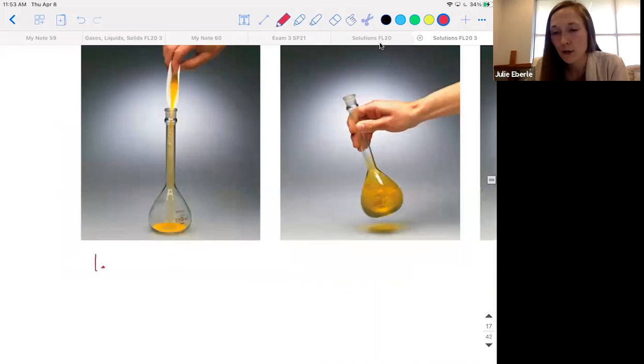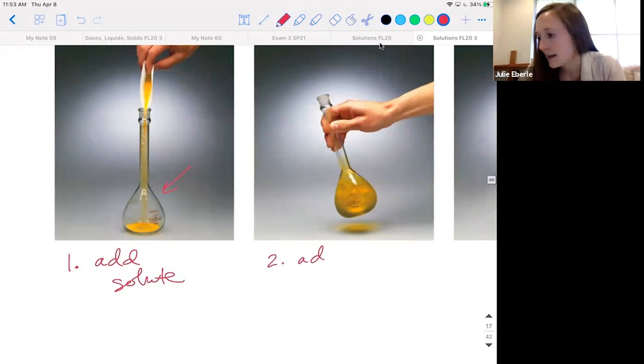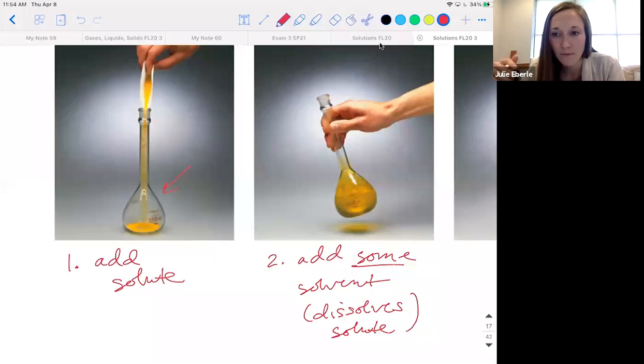Step 1 is you take your container. Here we have this volumetric flask, and you add the solute. Here their solute is this yellow powder. So the first thing you see them doing is dumping this yellow powder into the volumetric flask. The second thing they do is add some, but not all, of the solvent. What does this do? This dissolves the solute. If we need 1 liter, we're going to add maybe 500 milliliters or 800 milliliters. We won't add the total volume just yet.